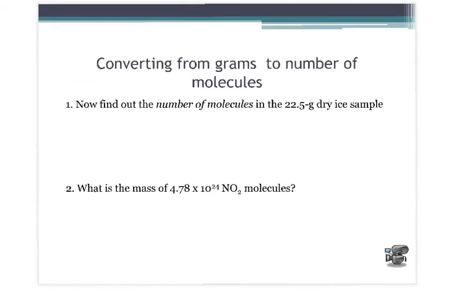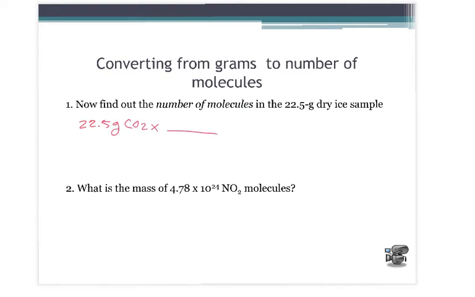Now we want to convert from grams to the number of molecules. Remember that we do this because in the lab, it all comes down to physically what we're actually doing. We measure in grams. We don't measure in moles or number of molecules. So we want to do the same thing. Now we want to know the number of molecules in a 22.5 gram sample of dry ice. We always start with what we're given, 22.5 grams of carbon dioxide.